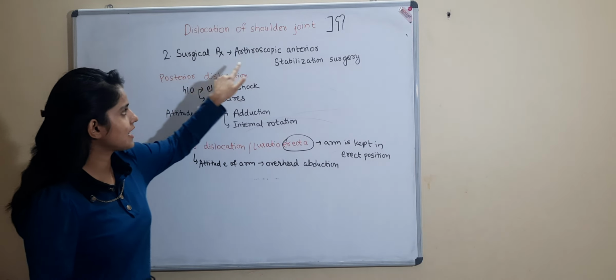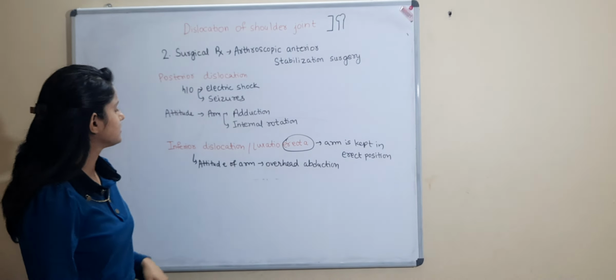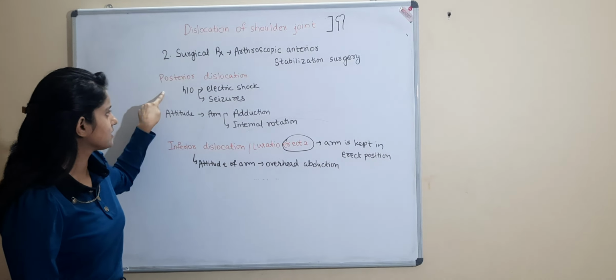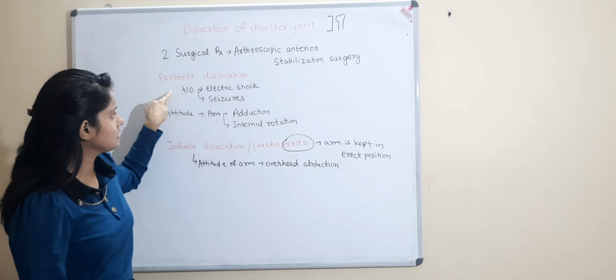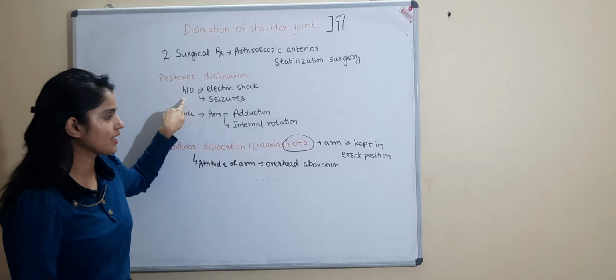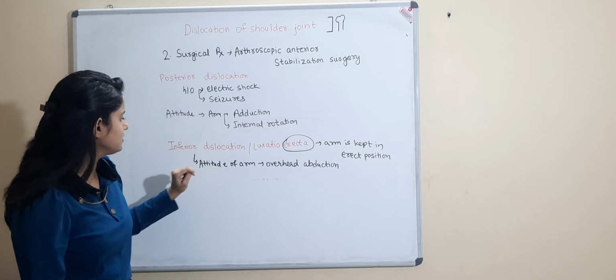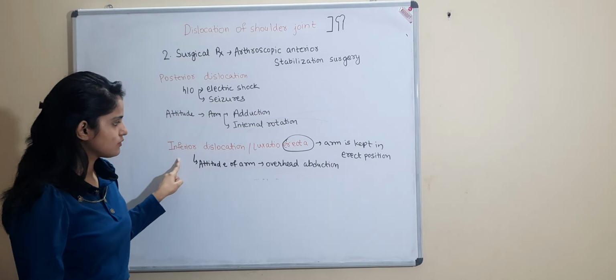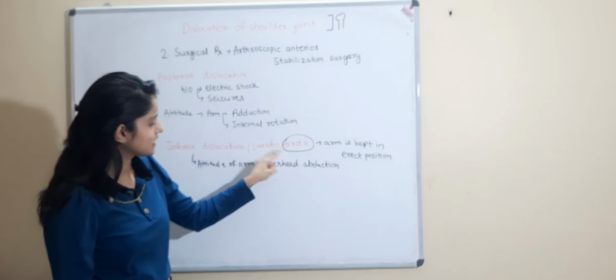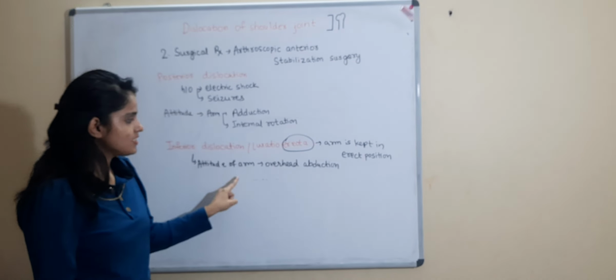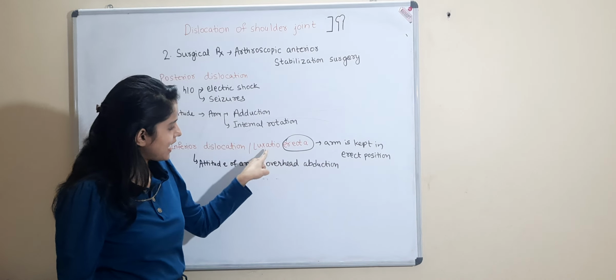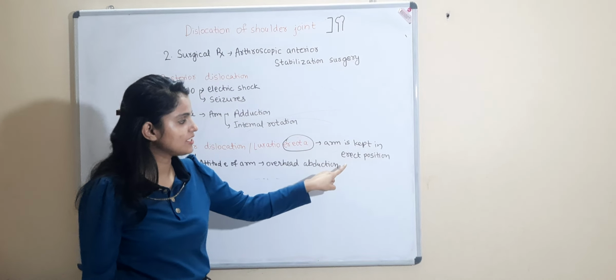On surgical management, arthroscopic anterior stabilization surgery. Talking about posterior dislocation. In posterior dislocation of shoulder, there is always history of electric shock and seizures, and the attitude of arm is adduction and internal rotation. And in inferior dislocation of shoulder joint, also known as luxatio erecta, the attitude of arm is overhead abduction. So it is called erecta as arm is kept in erect position.